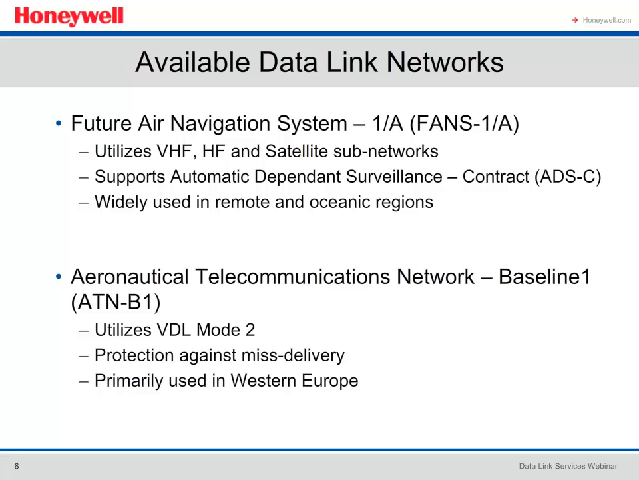The Aeronautical Telecommunications Network Baseline 1, or ATN-B1, is another type of data link network. It is more commonly referred to as PM-CPDLC or Link 2000+. The ATN-B1 system utilizes VHF Data Link Mode 2 ground stations, which offers more robust processing, which reduces the likelihood of misdelivery and confirms that a message has been delivered without loss of integrity.